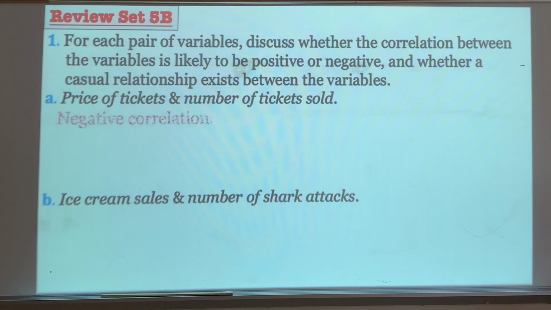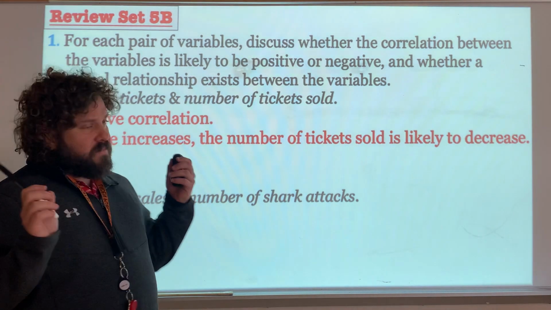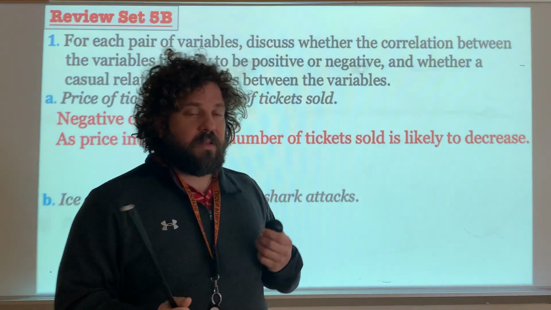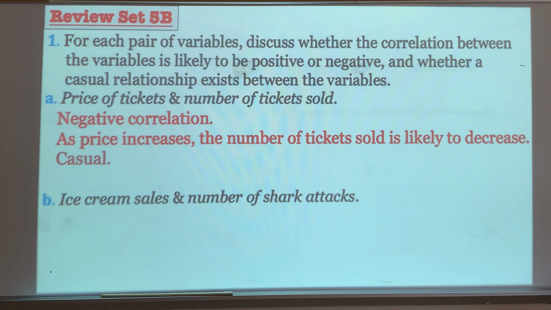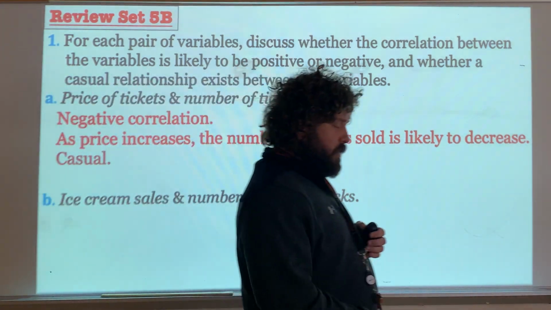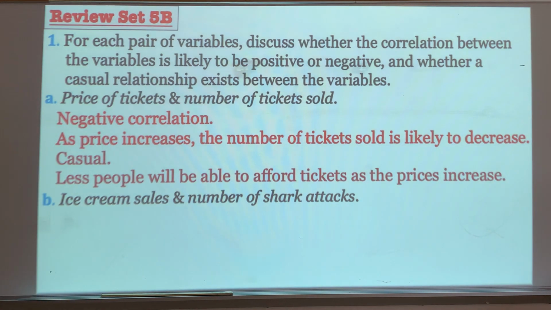Right? It is a negative correlation. Why? Because as the price increases, the number of tickets sold is likely to decrease, right? When you raise the ticket price, fewer people are likely to buy it. It is indeed a causal relationship because the number sold is directly influenced by the price. Fewer people will be able to afford tickets as the prices increase.